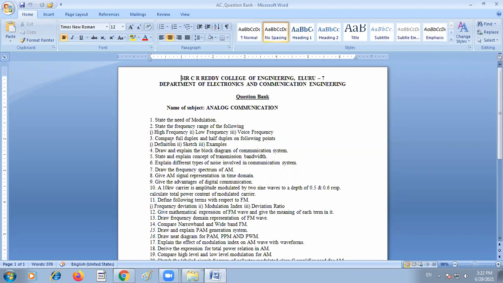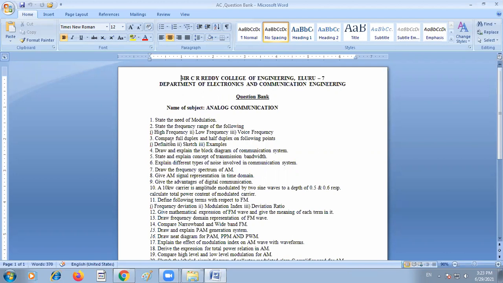Okay. Next, the sixth one is explain different types of noise involved in the communication system. So there is internal noise, external noise, and man-made noise, and there is shot noise, flicker noise, thermal noise, and transit time noise. These are the types of noises already explained in the last unit. Please go through that once.